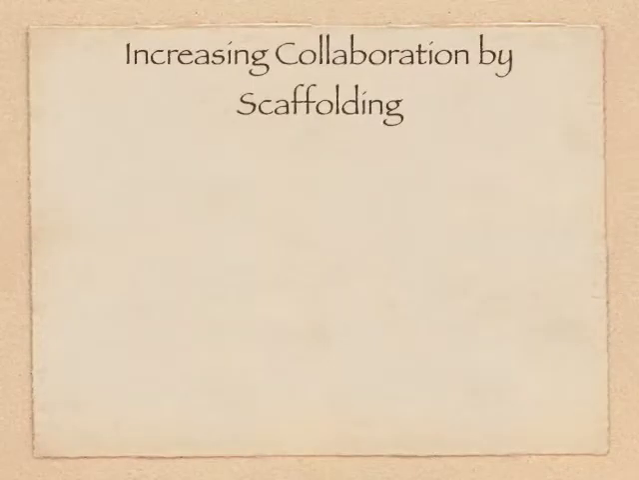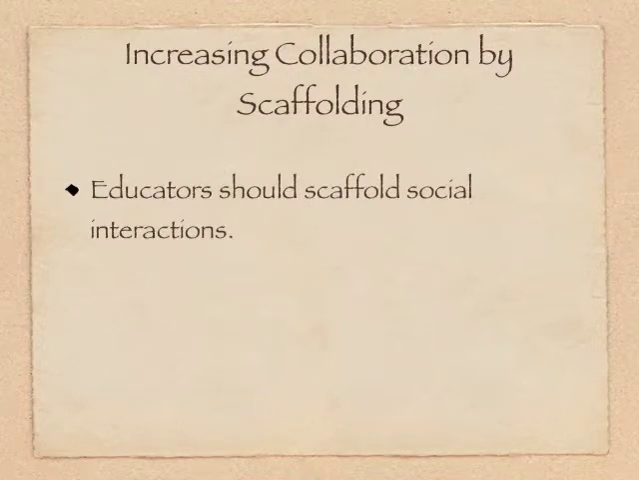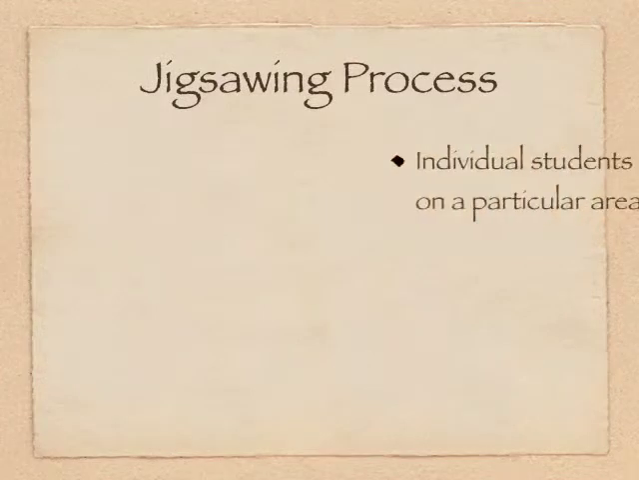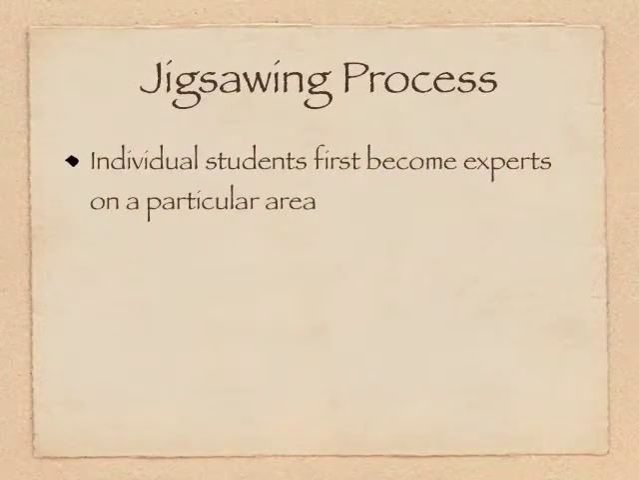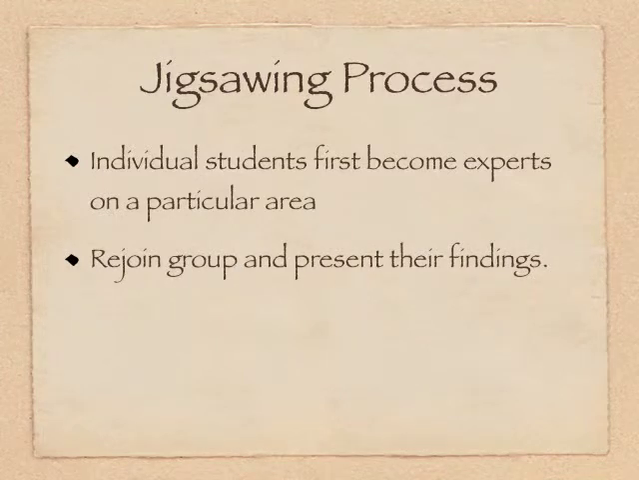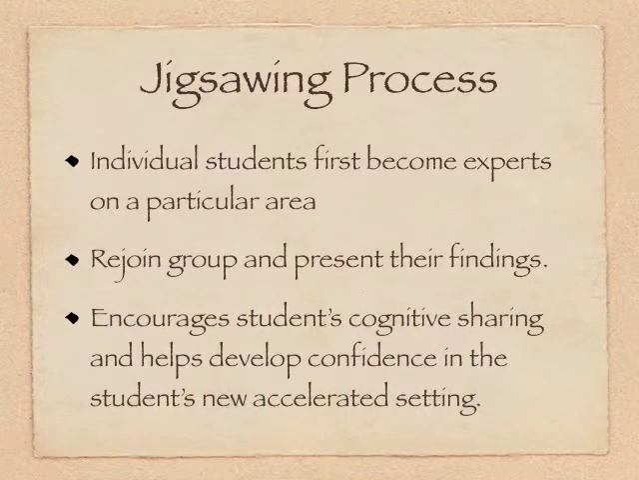Increase collaboration by scaffolding. Educators should scaffold social interactions. Scaffolding techniques should include modeling strategies and incorporating jigsaw activities. The jigsaw process is where individual students first become experts on a particular area, then they rejoin the group and present their findings. It encourages students' cognitive sharing and helps to develop confidence in the new student's accelerated setting.